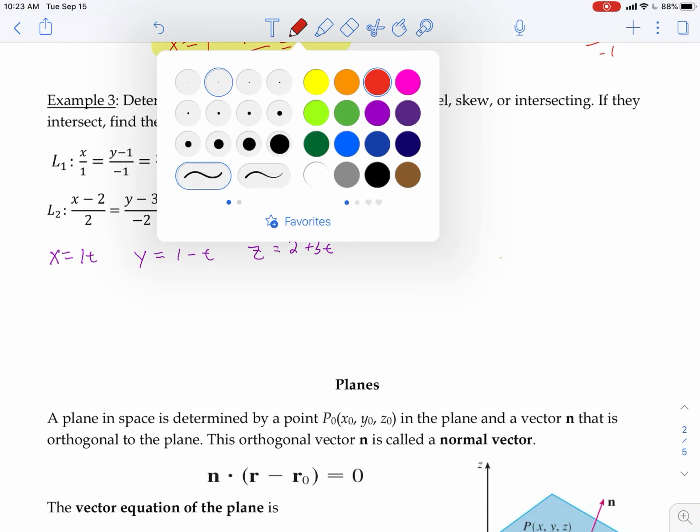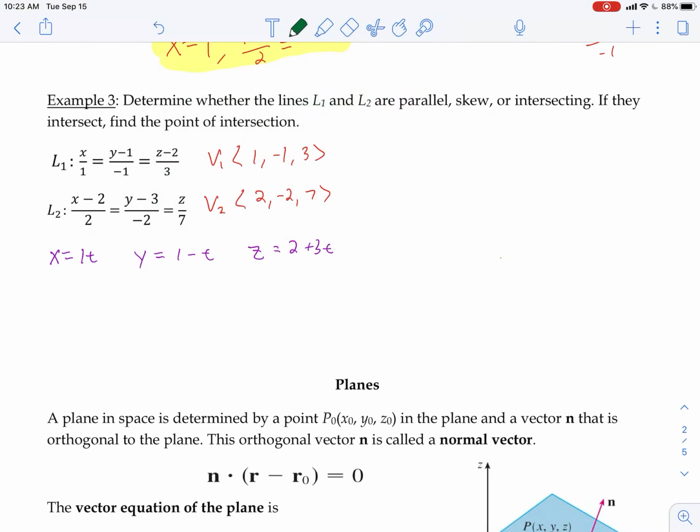So the next one, I'm going to distinguish that with, I've already used red, so green. And it's going to be x equals 2 plus 2s. So we need a different variable for this because we have two different lines. The next one's going to be y is equal to positive 3 minus 2s. And then the last one is z is equal to 7s.